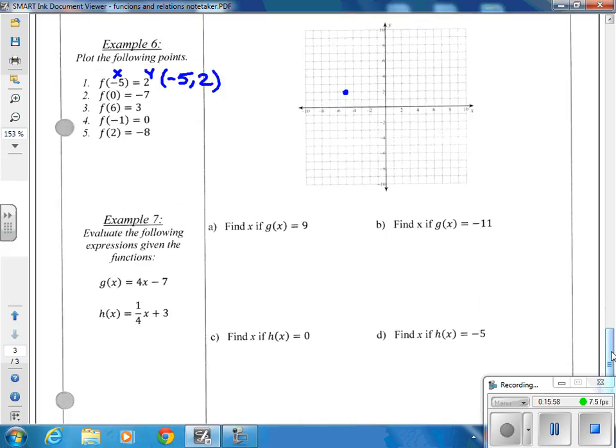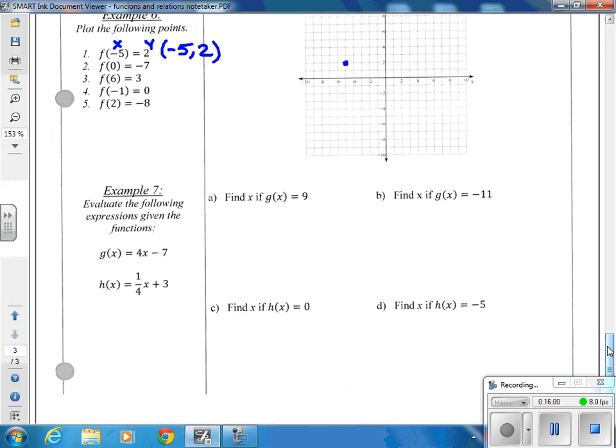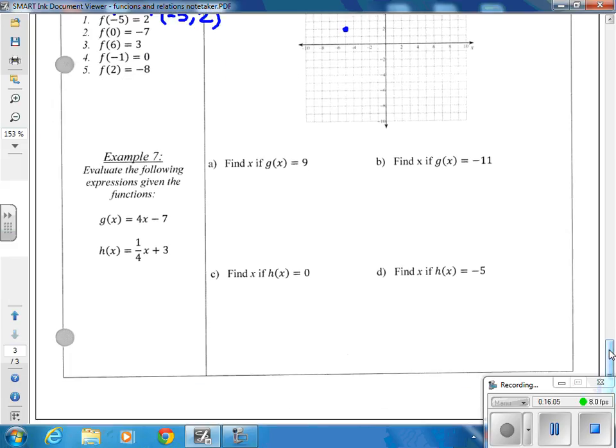Okay? And then example 7, which is the last example of what we'll cover. Again, I will do a couple of these with you, and then you will be responsible for doing the other 2. All right, it's asking you to evaluate the following given the functions. Notice there's 2 different functions. One says g of x and one says h of x. Pay attention to your problems because they're going to tell you which one to use.